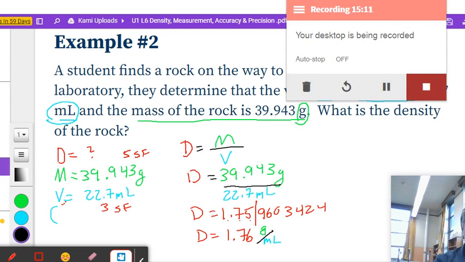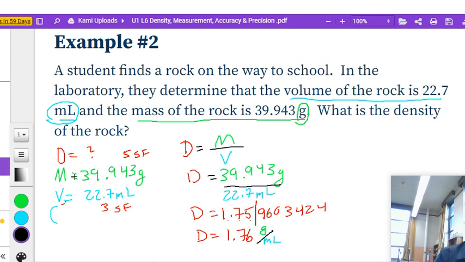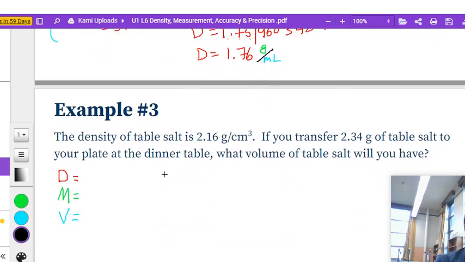Okay, so now if you followed along and got these things in the right spot, we took 39.943 grams divided by 22.7 milliliters, and when you did that, you ended up with 1.75 and so on, and then we rounded that to have 3 sig figs, so we got 1.76 grams per milliliter. Okay, all right, now 2 more examples.